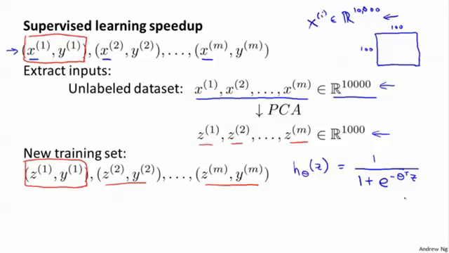And finally, if you have a new example, maybe a new test example x, what you do is take your new test example x, map it through the same mapping that was found by PCA to get your corresponding z, and that z then gets fed to this hypothesis, and this hypothesis then makes a prediction on your input x.